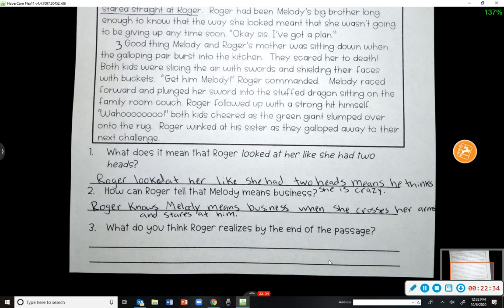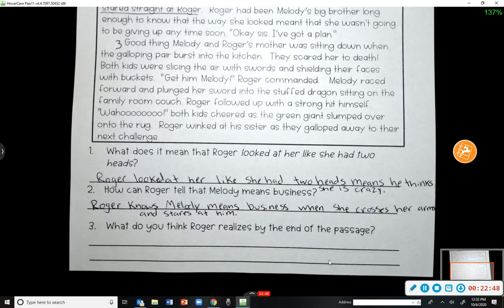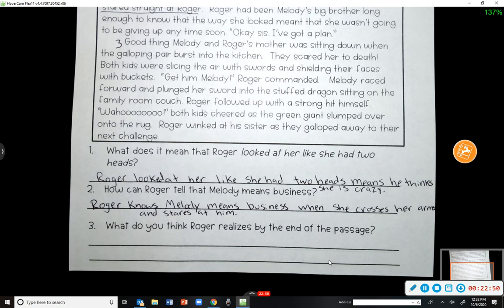What else? What else could it be? Do we need to reread the paragraph maybe? Let's reread the paragraph and see if we can come up with something.